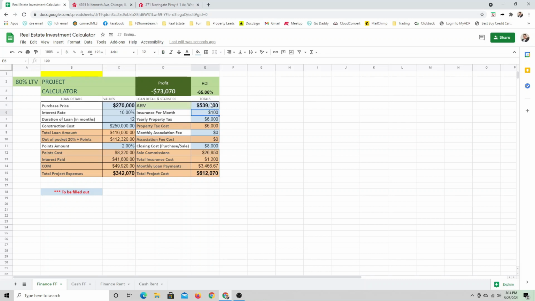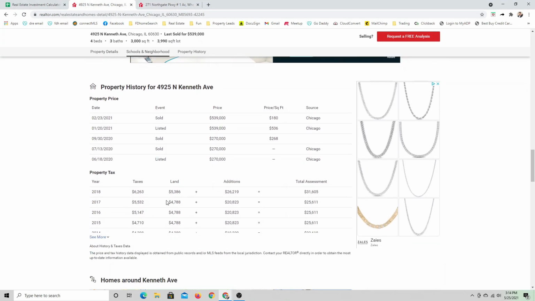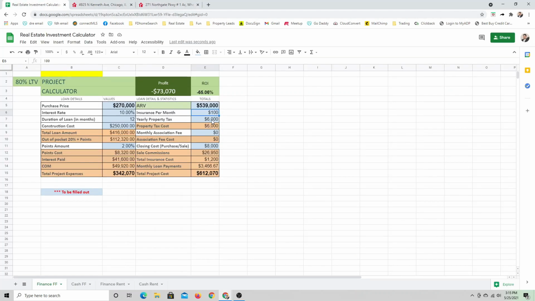Some other stuff we need to know is insurance will be at about $100. The property tax is $62.63. So we're going to enter that here. There's no association. We're going to assume the closing costs are about $8,000. Now with this calculator, I've built in the financing costs on a typical fix and flip loan. So we have the out-of-pocket expenses, how much you would need to put down.